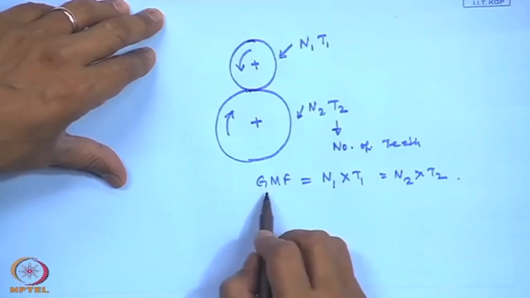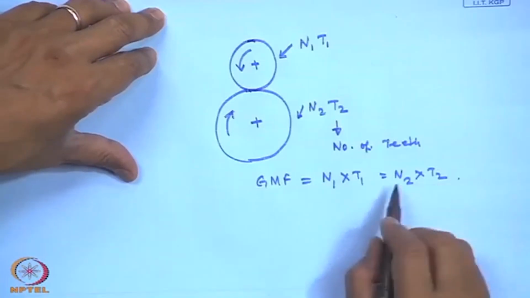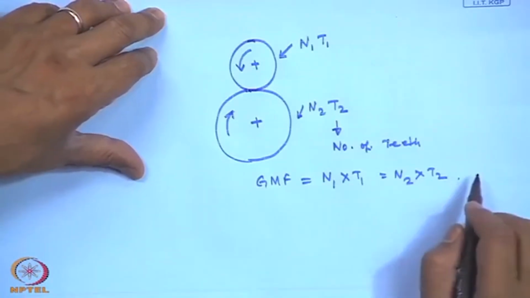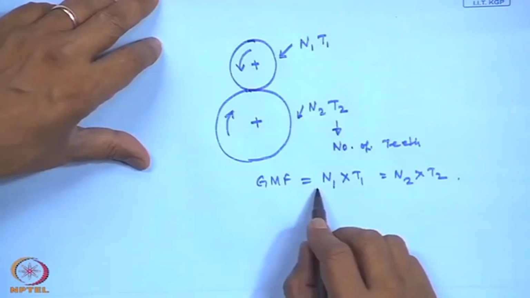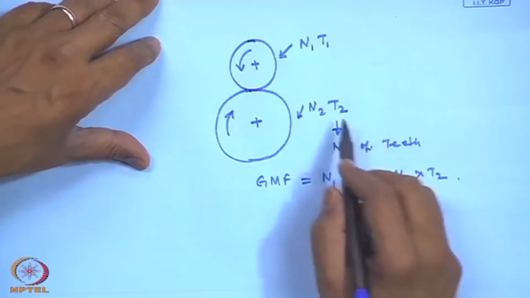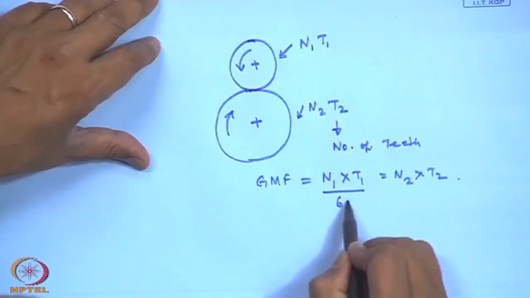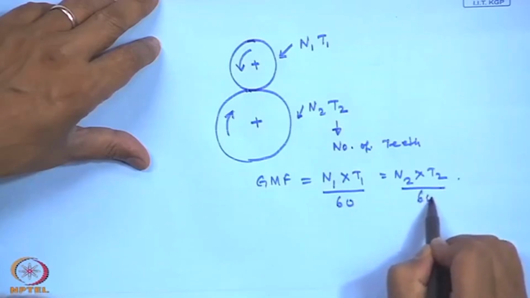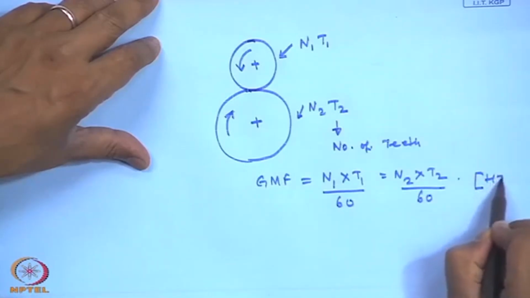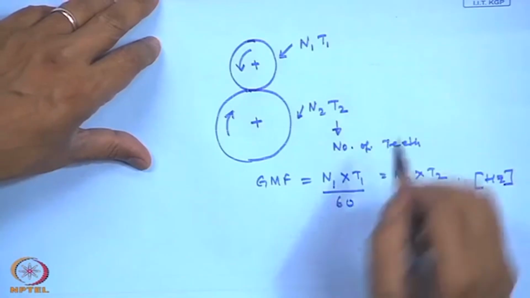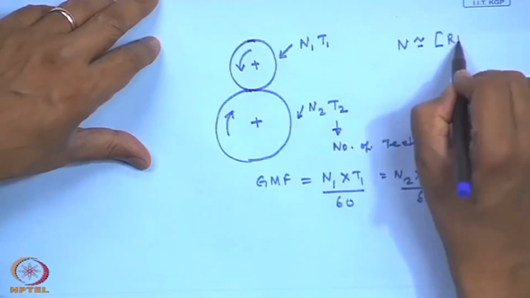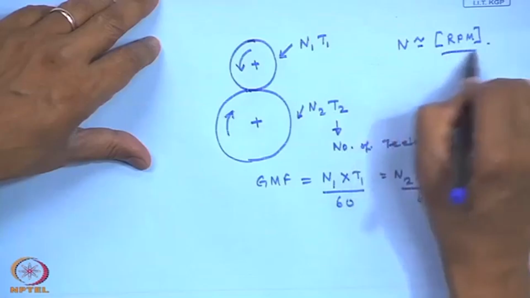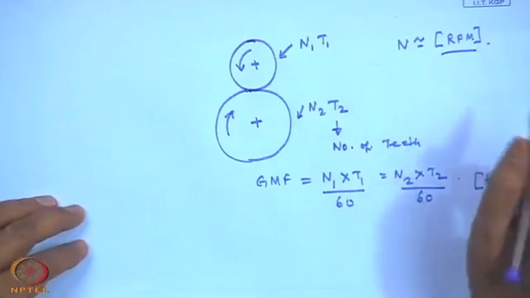Okay. Gear meshing frequencies, of course, they have to be in the same units, so that we get them either in hertz or in RPM. If n is in RPM, then we have to divide it by 60. Then this will be in hertz, and N is in RPM, rotations per minute.